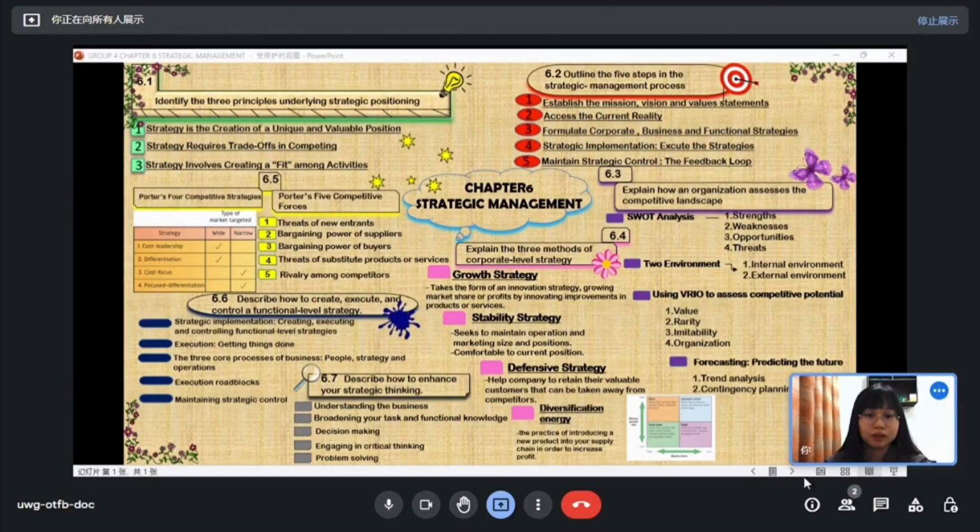Step 4, strategy implementation: execute the strategies. Strategy implementation is essential for success and requires significant involvement by leadership. Step 5, maintain strategic control, the feedback loop. Strategic control consists of monitoring the execution of strategy and making adjustments.